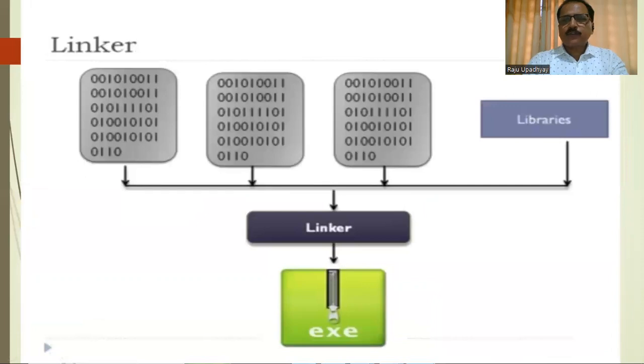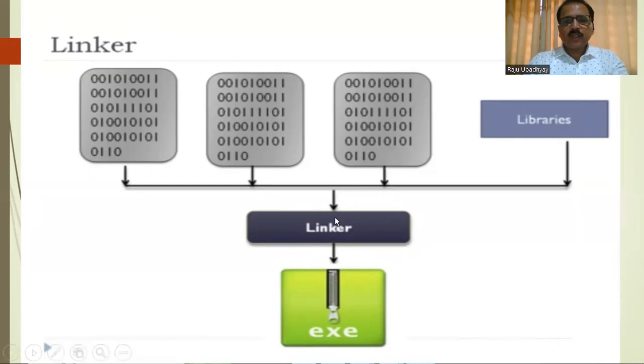Once the object file is created, we have taken the example of software development, where let's say we are developing a small software with three different programs. For all three different programs, we have a different object file. This is the object file for the first program, this is for the second program, and this is for the third program. All these object files are getting integrated together by the linker.